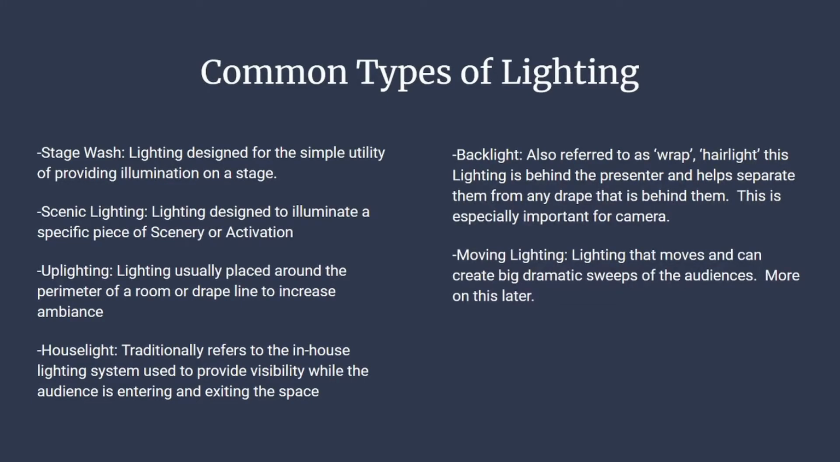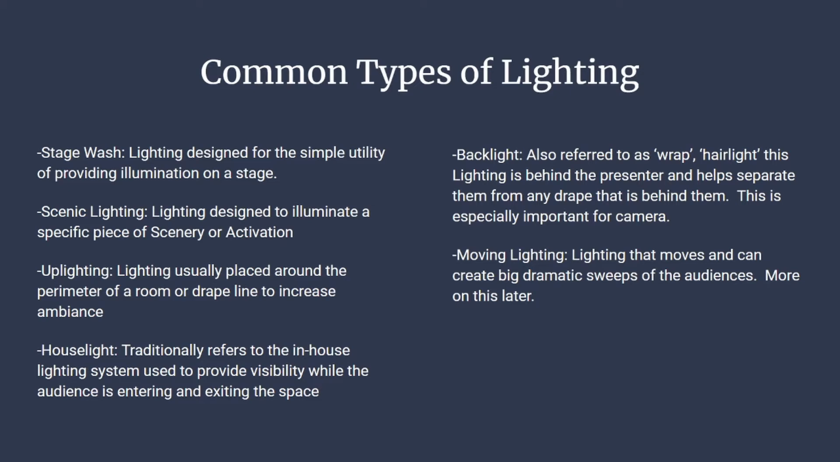We're going to first talk by going through the common types of lighting. First is a stage wash. The stage wash is designed for the simple utility of providing illumination on a stage where your presenter or presenters are going to be. This is usually done from the front, and it's critical for cameras, but it also serves the very basic utility of providing focus on the presenters from your audience during the presentation.